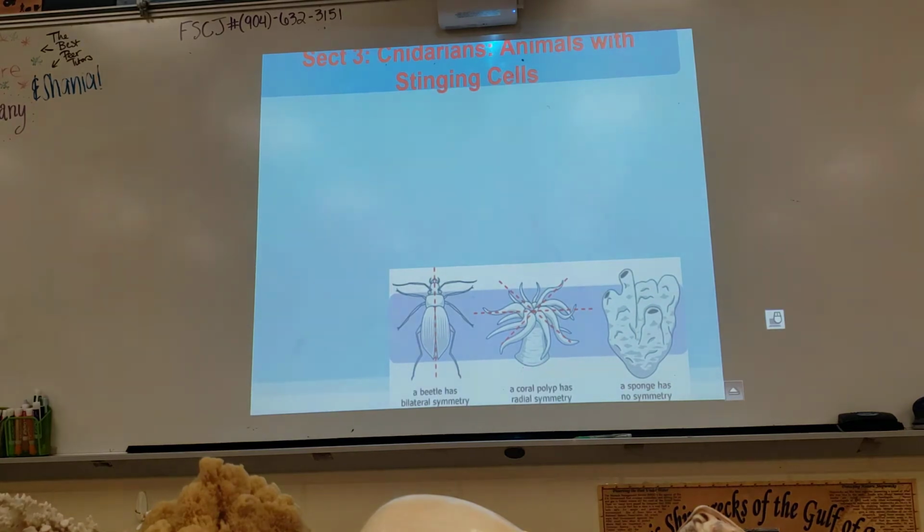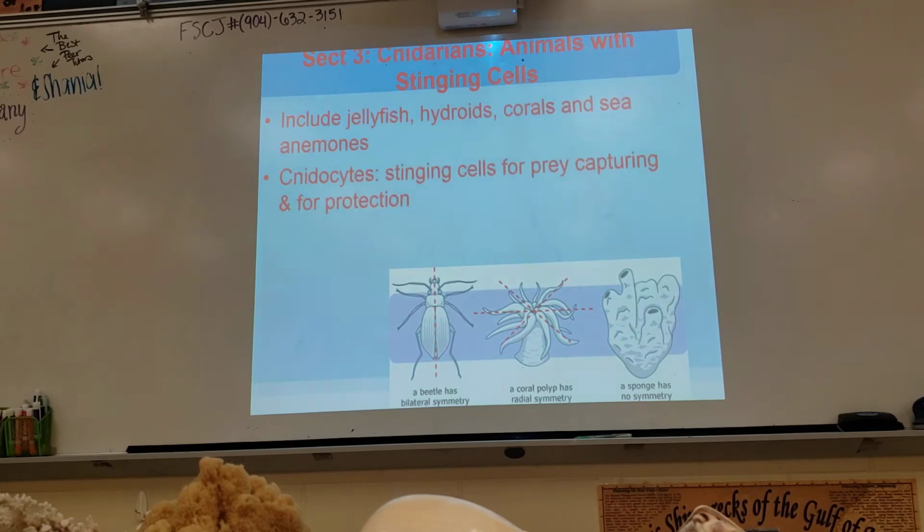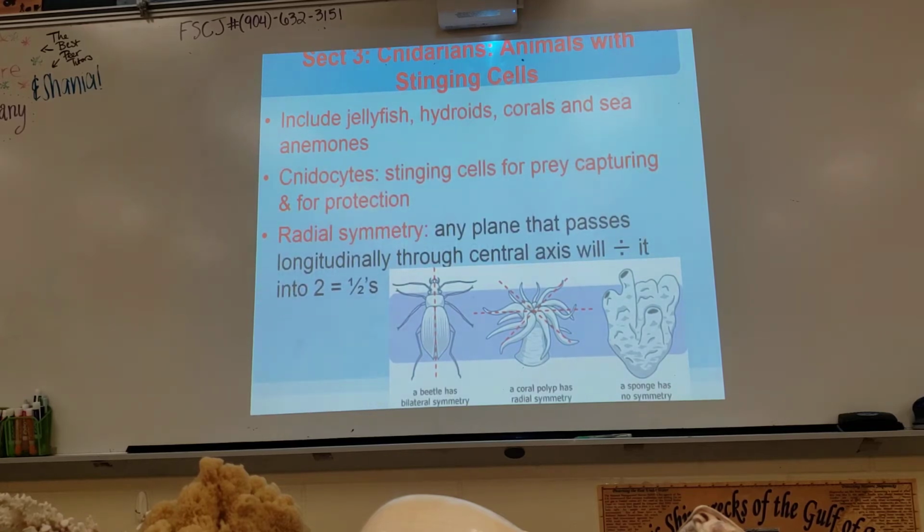Cnidarians. Oh, we've been talking about those guys. Remember, the sea is silent. Cnidarians. This includes your jellyfish, your hydroids, your corals, your sea anemones. Cnidocytes. These are the stinging cells for prey capturing and for protection.